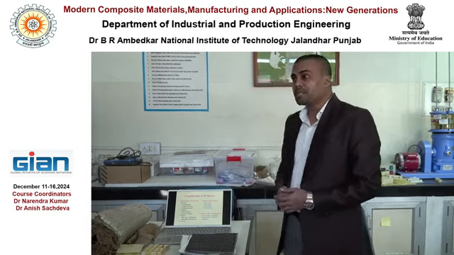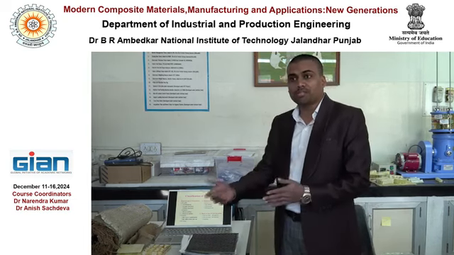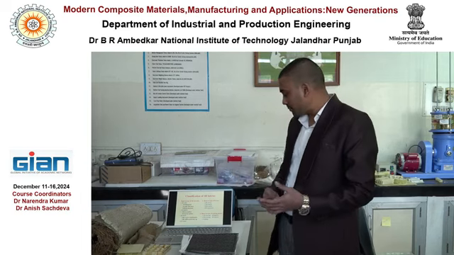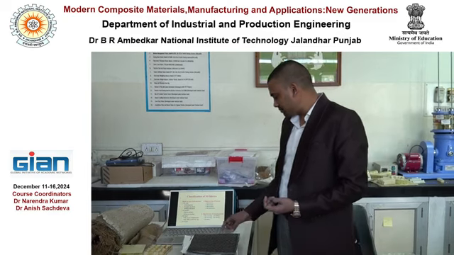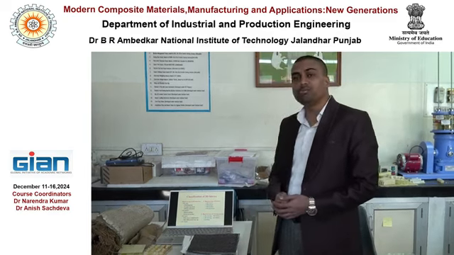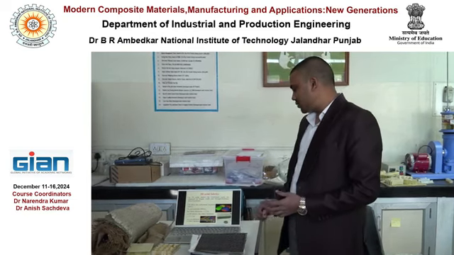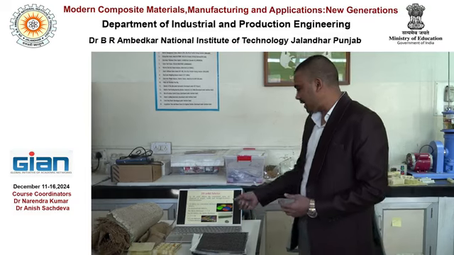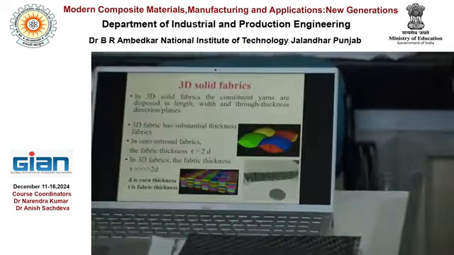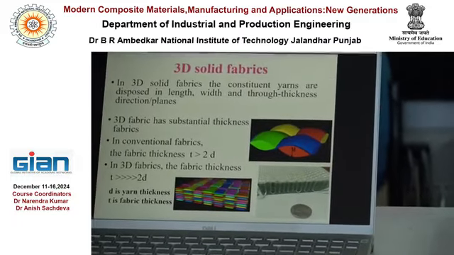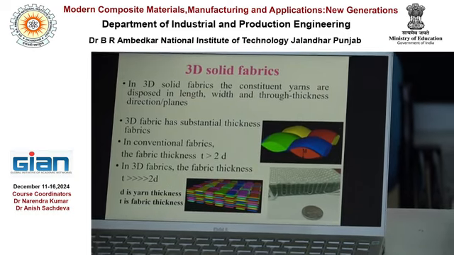Based on the type of weaving machine, we can produce 2D weaving. You can use a 2D weaving machine, a normal weaving machine, to produce the 3D structures. We can have a specialized 3D fabric manufacturing machine for the 3D fabrics, and another technique is the looping technique. If you look at the 3D fabrics, as I said, they have substantial thickness, and the thickness is many times higher than the thickness of your constituent yarns.